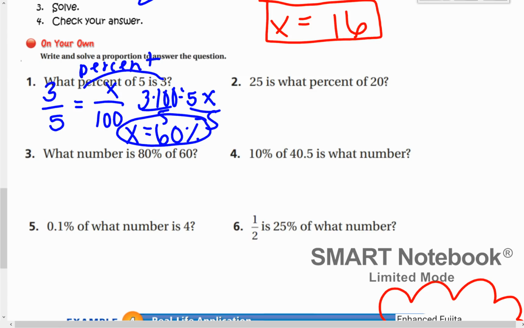And that makes sense because 3 is a little over half of 5. 60% is a little over half of 100. So that does make sense.